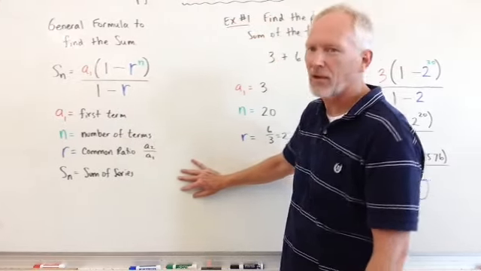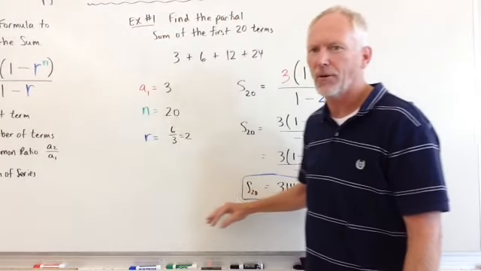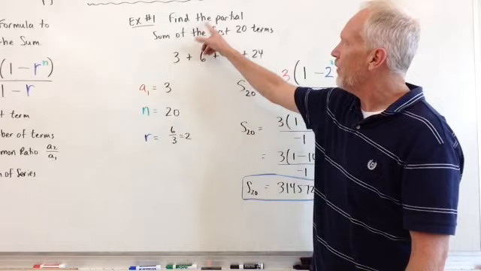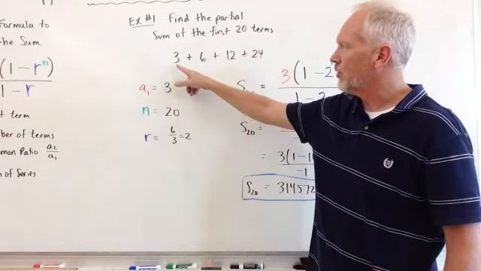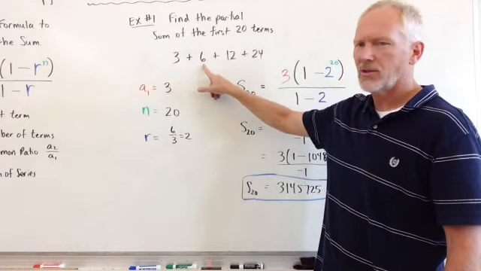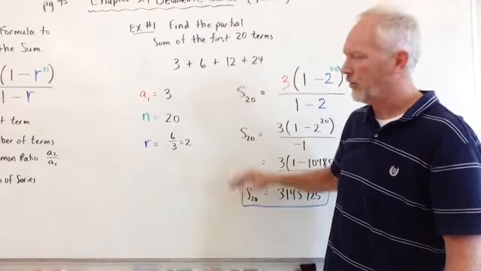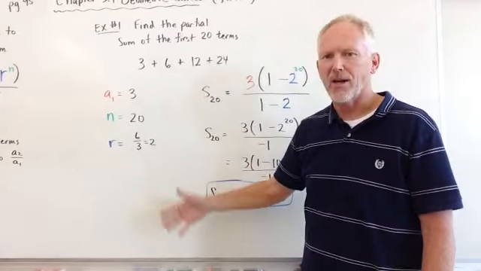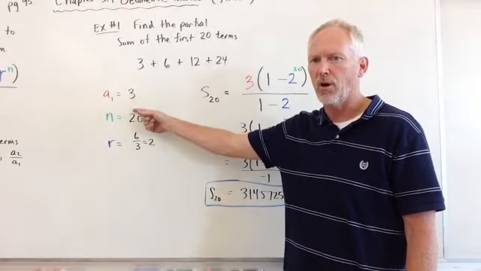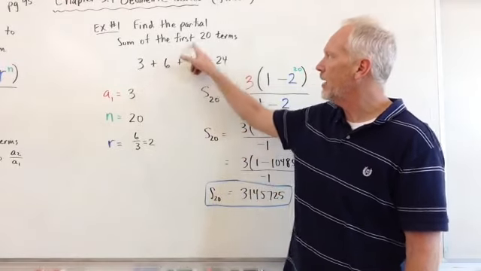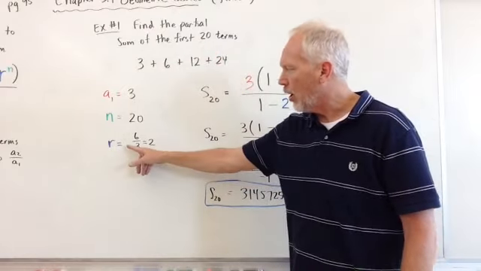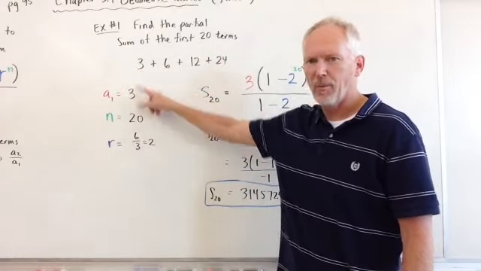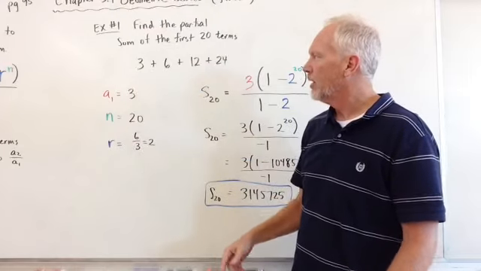Okay, so let's look at an example. We are given: find the partial sum of the first 20 terms. Here are our terms: 3 plus 6 plus 12 plus 24. Let's identify what we have. a sub 1 is 3. n is 20, and we get that from the problem. r is 6 divided by 3, which is 2.